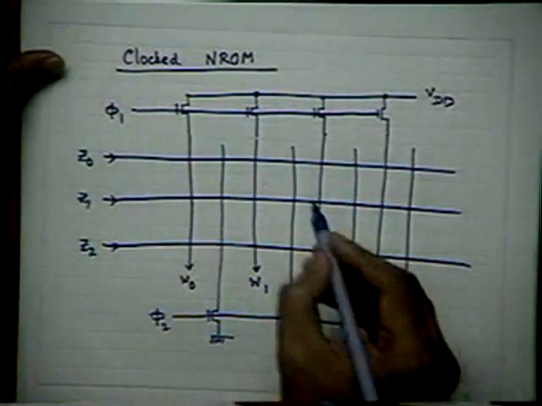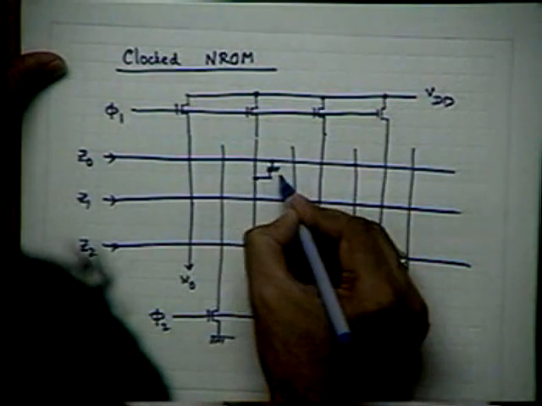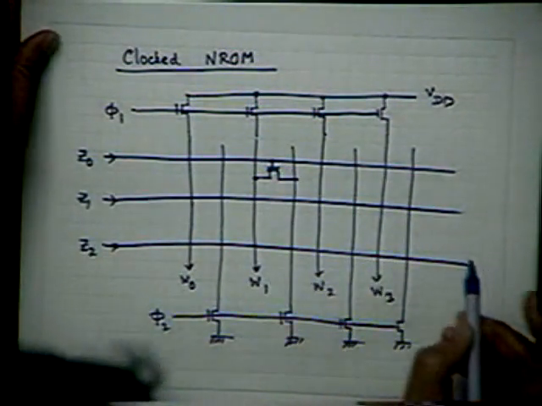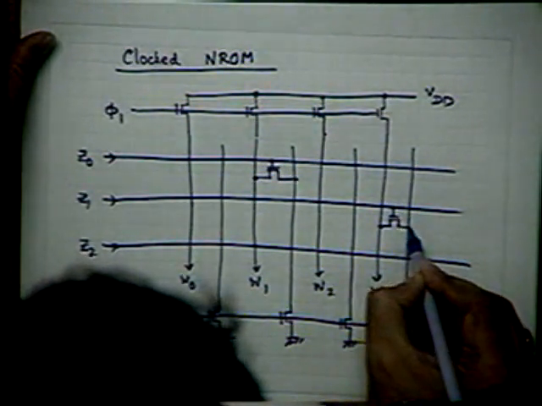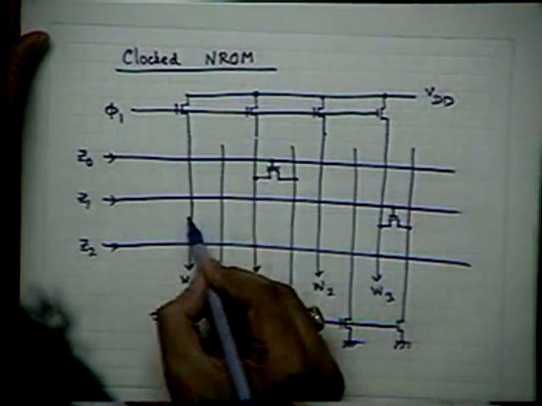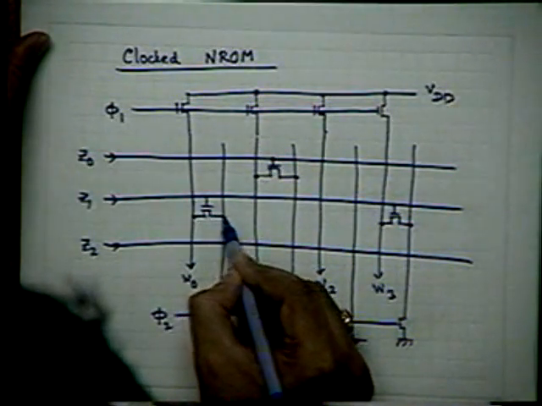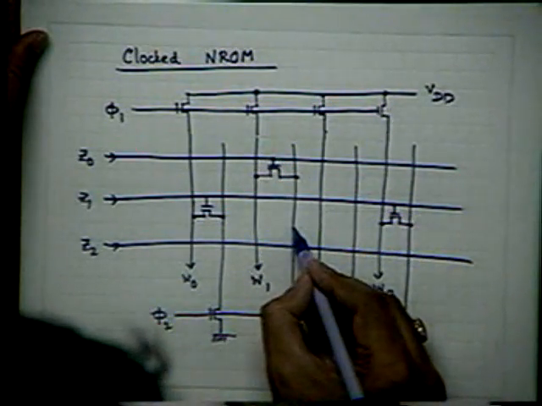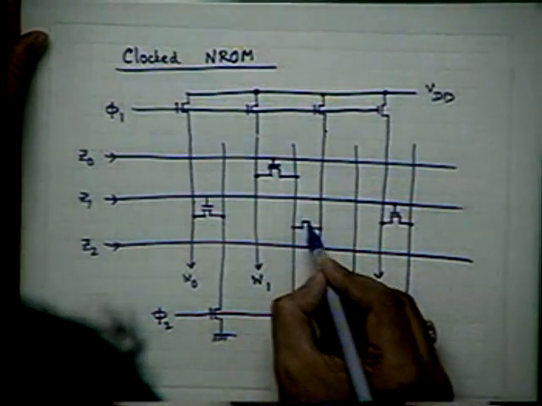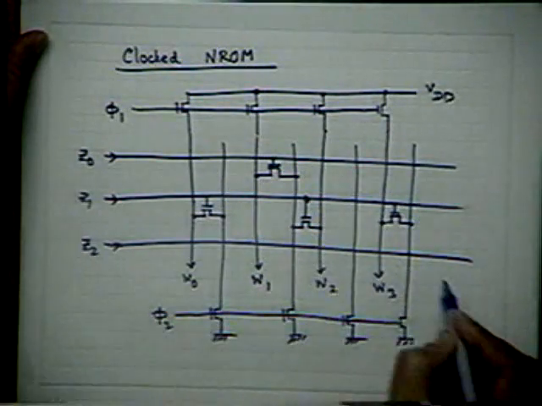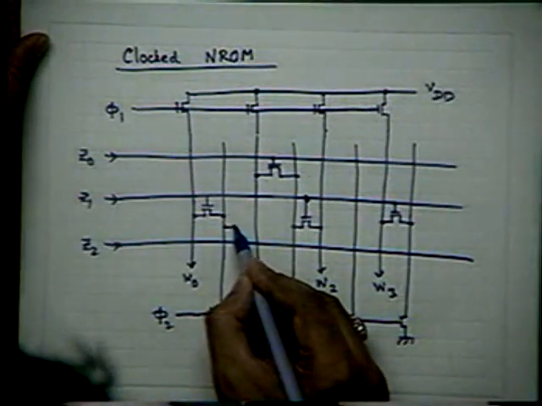Then suppose what you do, say you connect transistors like this. Say in this location 1, maybe here 1, or maybe it's here 1. Like this. Let me show on here also.